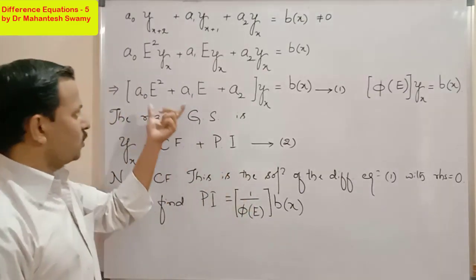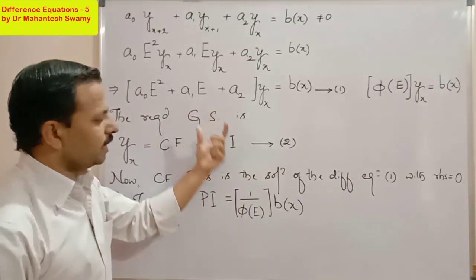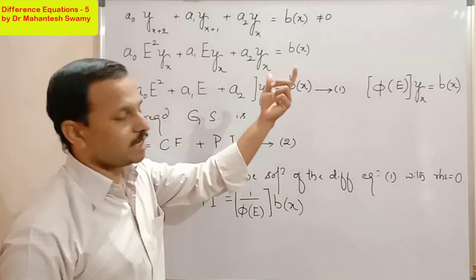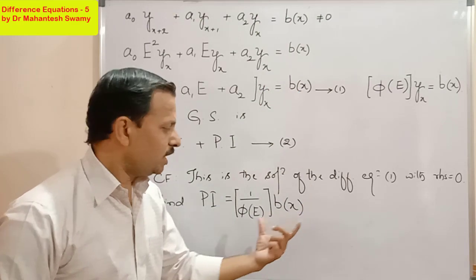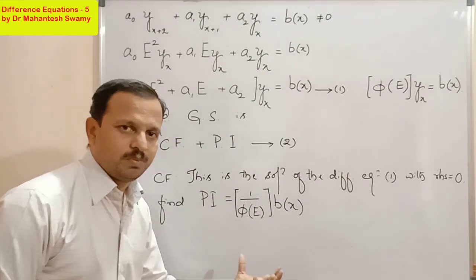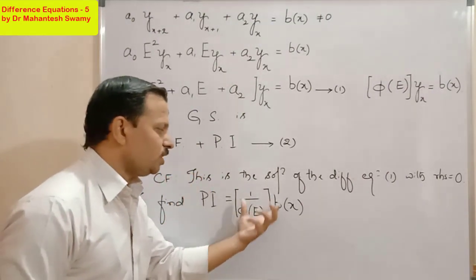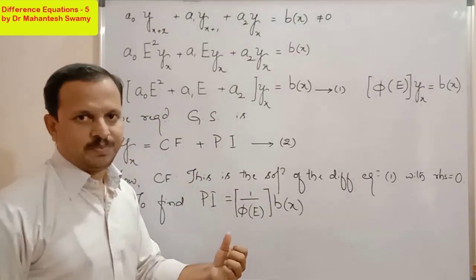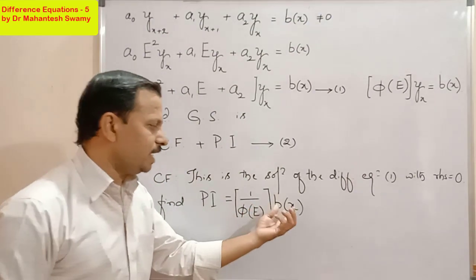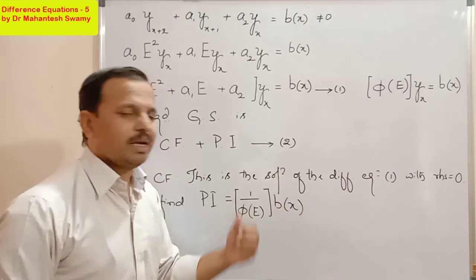Phi of E is this operator, and 1 by phi of E is the inverse of this operator, which is to be operated on the right hand side function b of x. After doing that, we will get the required particular integral. So how to proceed to evaluate this right hand side? This depends upon the nature of the given function present on the right hand side.